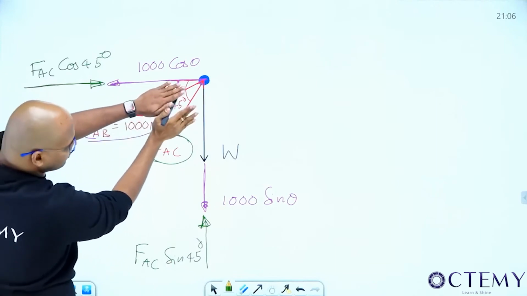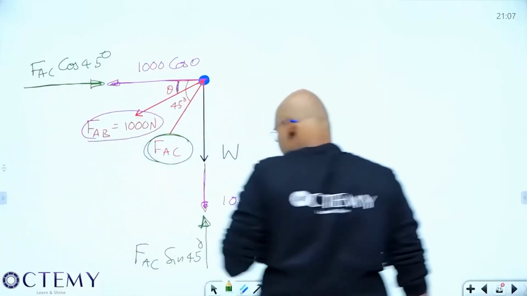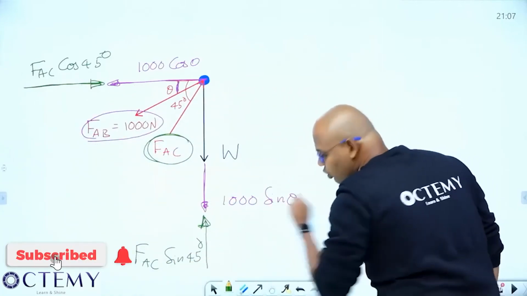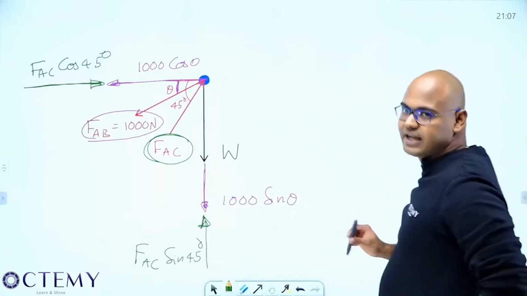Okay, so I have resolved them. Now these two are not there. All are in X and Y direction. Now I want W. I know 1000 sin theta, but I don't know FAC. So first solve the X direction and get FAC. Now we can get W.